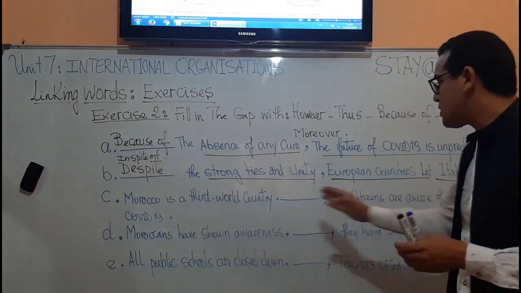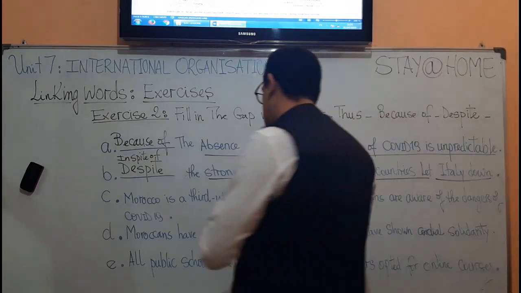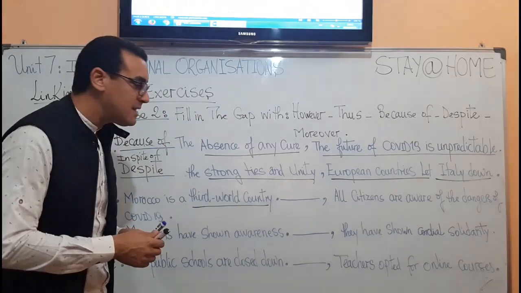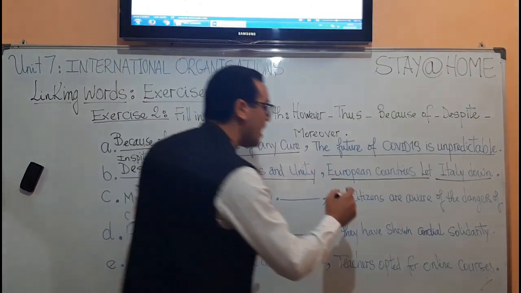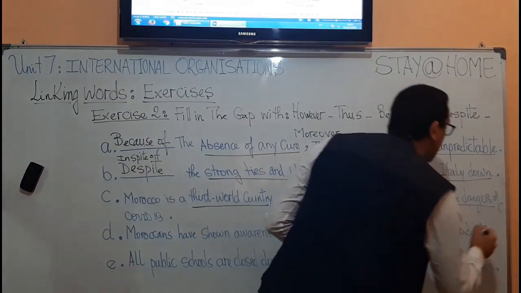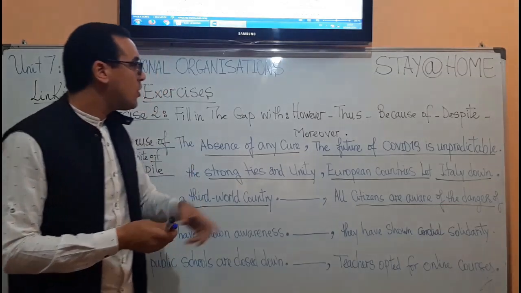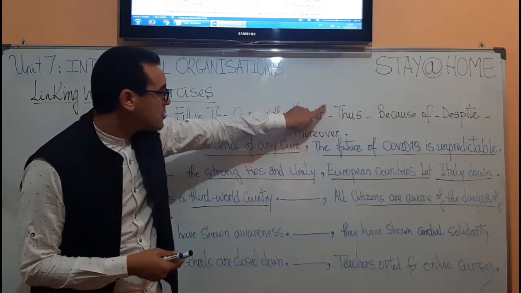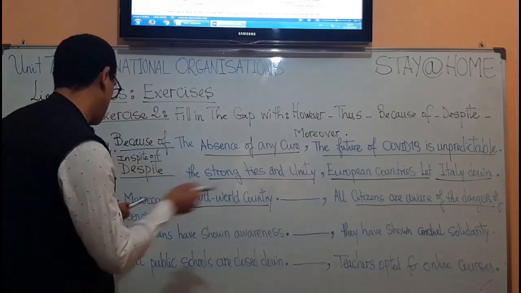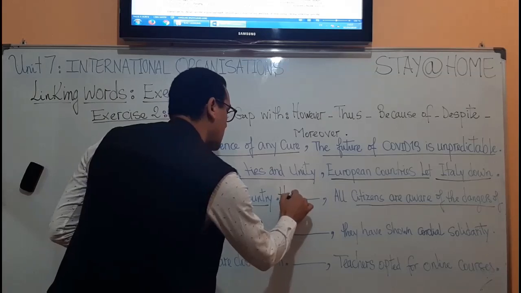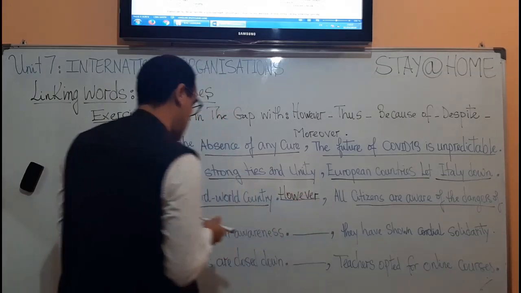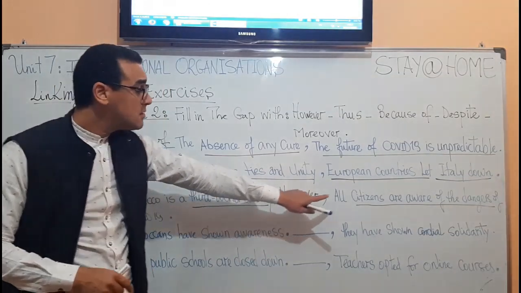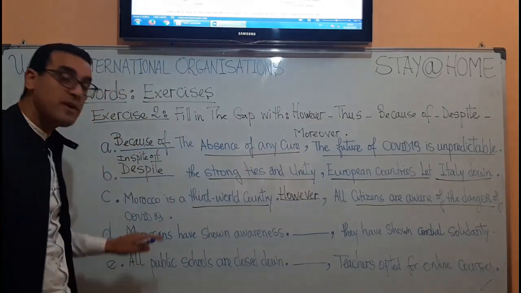So the link between these two, or the relationship between these two ideas or statements here, is contrast. We belong to the third world, to the underdeveloped countries, but citizens are aware of the dangers. So we have contrast. So we still have one linker that we can use to ensure this logical relationship, which is however. So the answer is however. Morocco is a third world country. However, it's the same as but. All citizens are aware of the dangers of COVID-19.